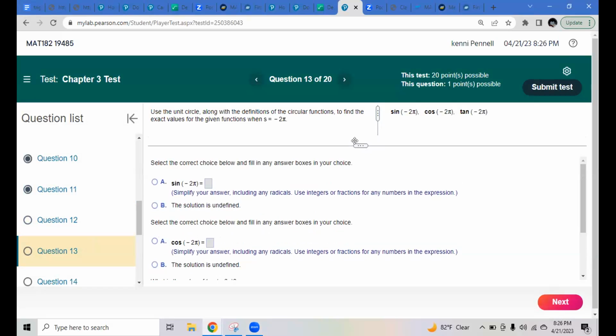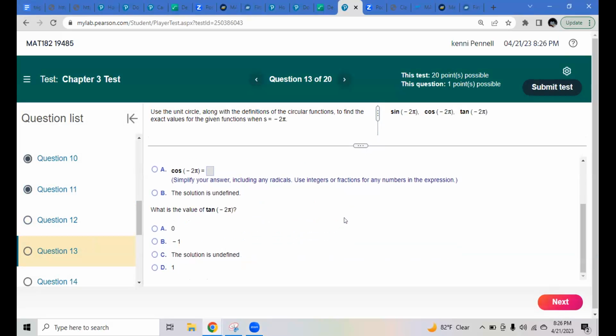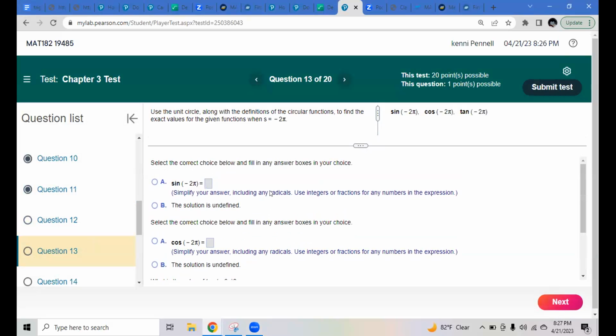Yeah, this isn't too bad. This is just going to the unit circle and finding certain values here. So is it sine, cosine, and what else? What's the third one? Just tangent? Yeah. Wait, what does S stand for again? They use S for the angle. Think of it as the cosine of S, sine of S.